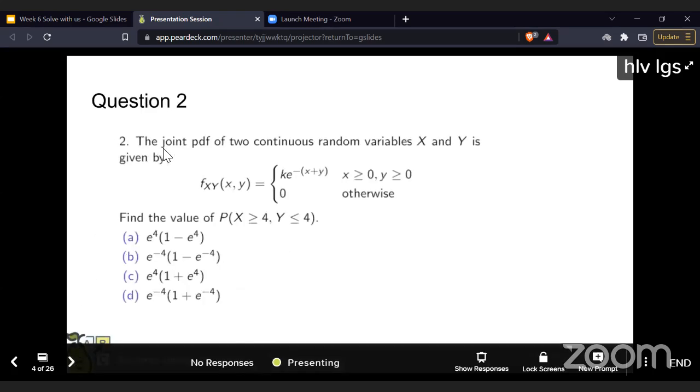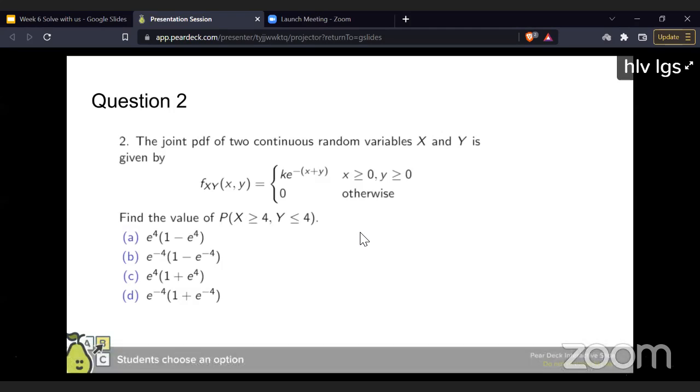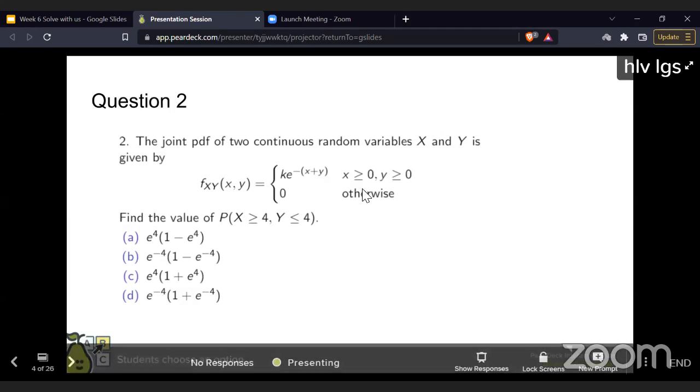So it's a continuation, it's the same PDF that we had seen in question number 1. Now you can assume that here k is 1. So now your PDF is e to the minus (x plus y), x is greater than or equal to 0, y is greater than or equal to 0, otherwise it gives the value 0. Now you have to find the probability that x is greater than or equal to 4, comma y is less than or equal to 4. So both should happen. So what should the value come out to be? You can select your option, whatever answer you get.